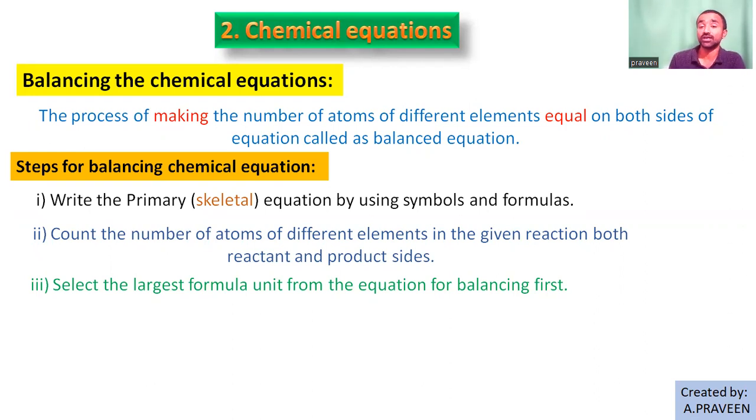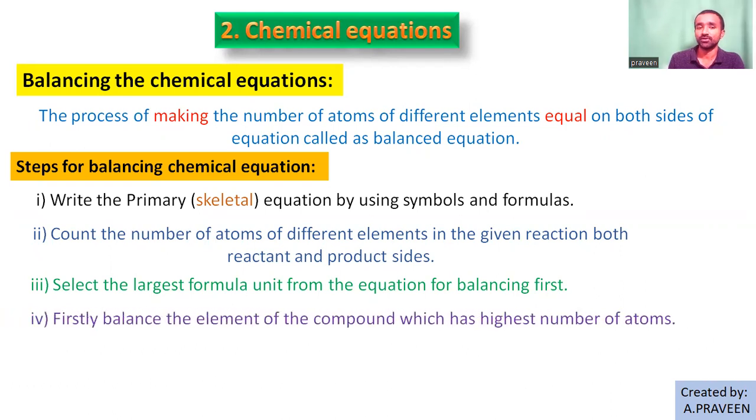Then, in the selected largest formula unit, maybe one of the atoms is given with a larger number. So you can select that first. Firstly, balance the element of the compound which has the highest number. For example, Na2SO4 is there. It is decided as the largest compound. Then which is the largest numbered atom in that Na2SO4? O4. So O is given as 4. That we can select. Then next we go for balancing step by step.